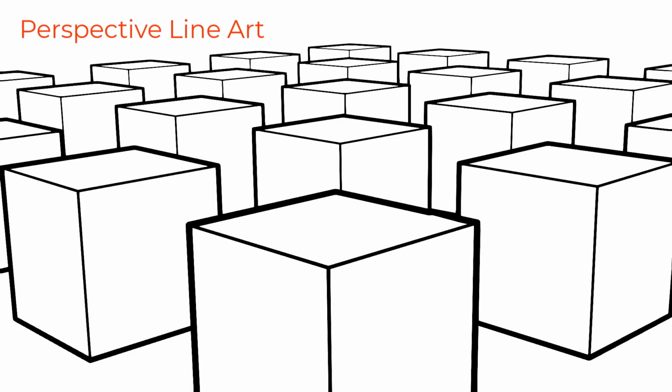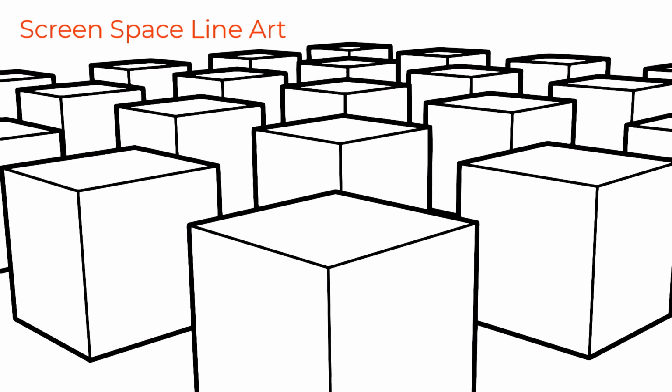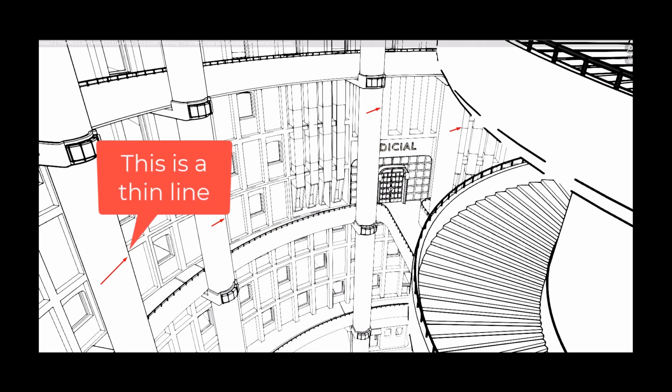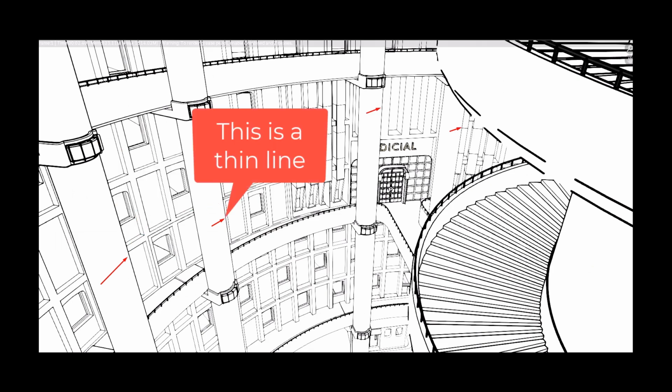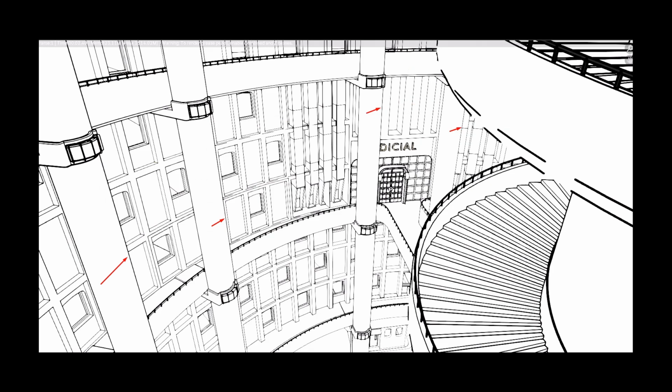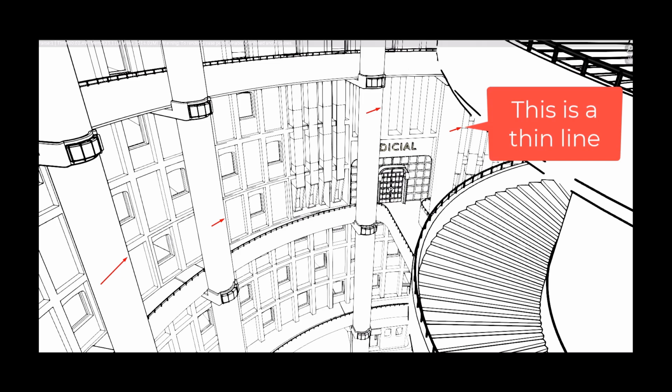With line art, as has always been the case, the lines get thinner and smaller as they go back in perspective. There's also this concept called screen space line art, and it's a mode where all lines are equal in thickness regardless of perspective. Unfortunately, in 4.3, the Blender developers removed screen space line art rendering. It was no longer a simple matter to create a rendering where all of the designated thick lines were exactly the same thickness and all the designated thin lines were exactly the same thickness.